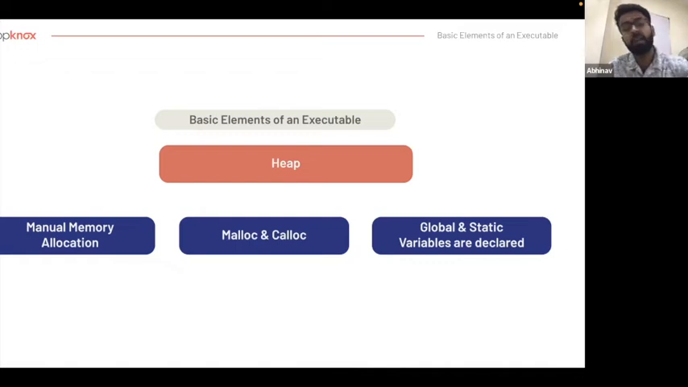And when you see commands like malloc and calloc, it is a sure thing that the heap is being used, or in instances where you have global or static variables. Any questions on heap?